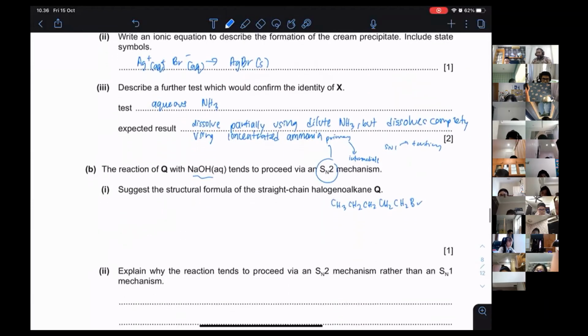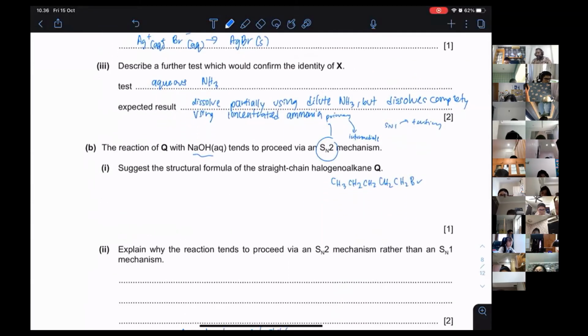The next question is the reaction of Q with NaOH tends to proceed via an SN2 mechanism. So you see here, it's a halogenoalkane, and it is going to react with OH- over here. I just want to check with you guys, Sharon, what type of mechanism is this? What kind of reaction? Is it free radical substitution? Is it electrophilic addition?